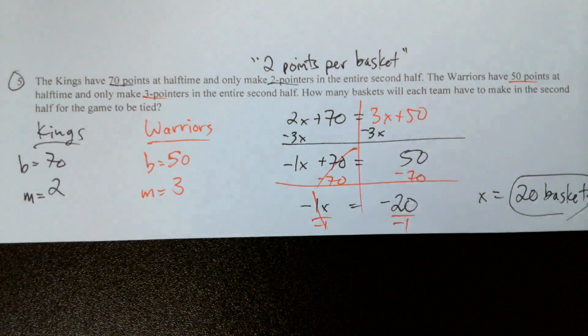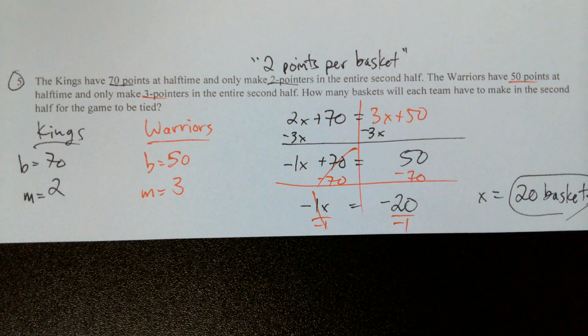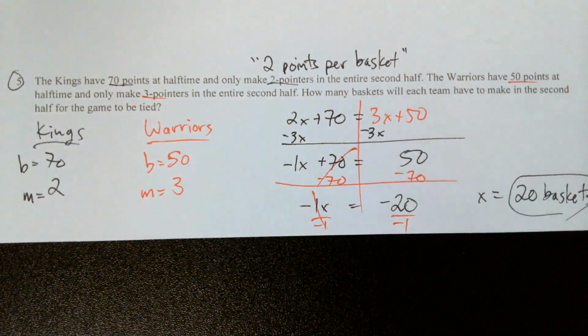So in this situation, coming out of the halftime break, the Kings are up by 20, but they only make 2-pointers. The Warriors only make 3-pointers. So after they've each made 20 shots, they're tied. Every time they make a basket, the Warriors are making one more point. So if they're down 20, they need to make 20 baskets to make up that point difference. Does that make sense?